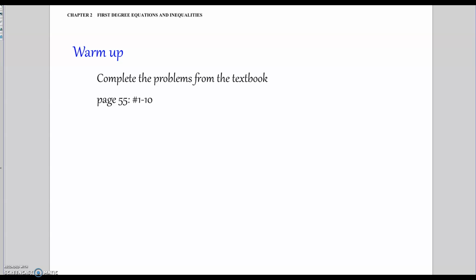Hey guys, today we're going to start Chapter 2, First Degree Equations and Inequalities. Before we get into the notes, hit pause and try these warm-up problems from your textbook. It is the beginning of Chapter 2. These are 10 prerequisite problems that you've seen before. So practice these and put them in your notes. Title it Chapter 2 and pause and work on those 10 problems to begin.